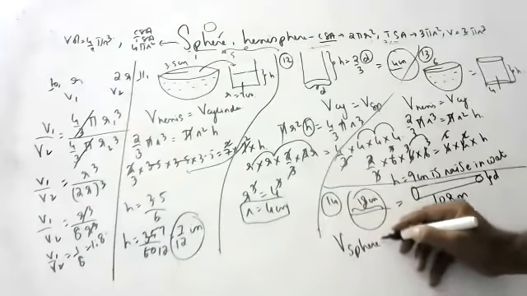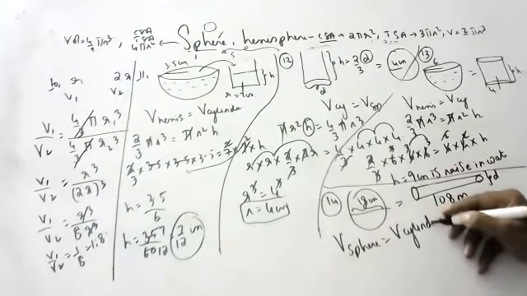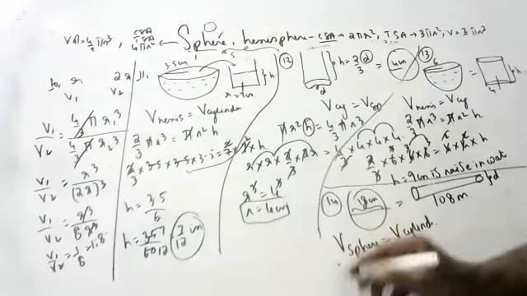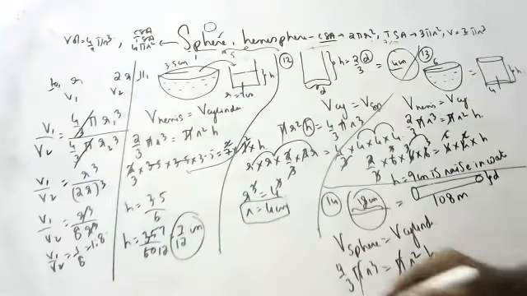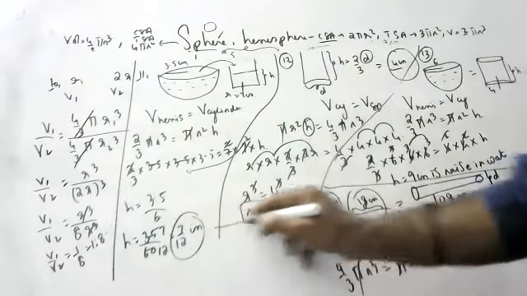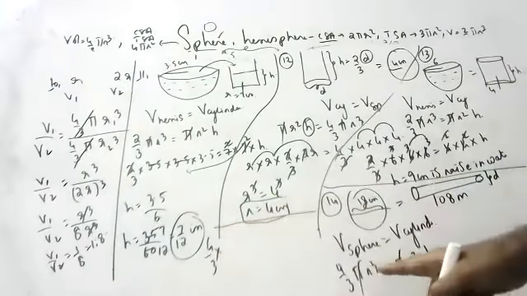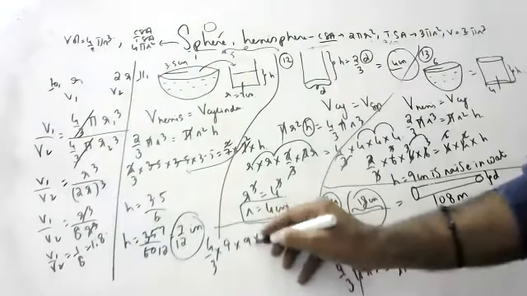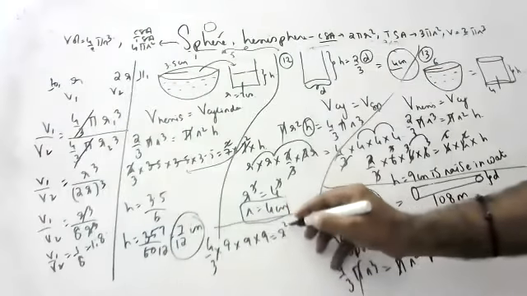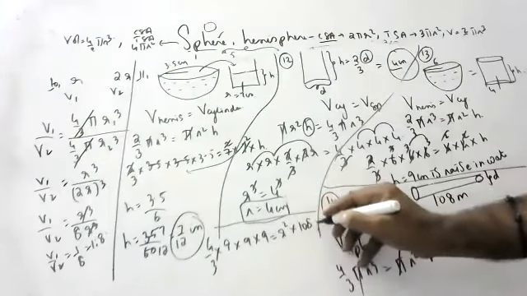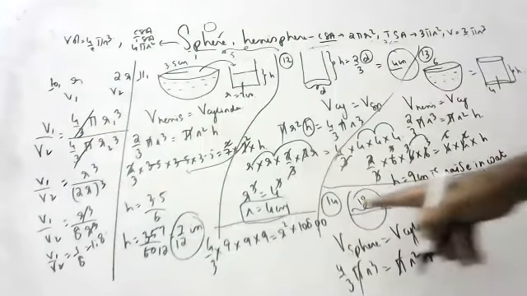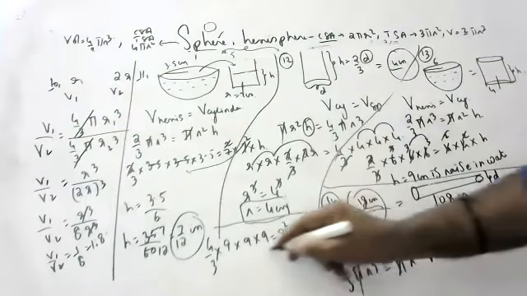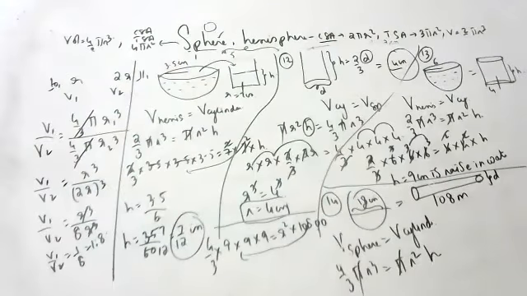Volume of sphere is equal to volume of cylinder. Volume of sphere is 4 by 3 pi r cube, equal to pi r square h. Pi cancels. 4 by 3 into 9 into 9 into 9 equals r square into 108. 108 is in meters, so in centimeters it is 10800. The 100 will go down, and the 4 by 3 will go up.